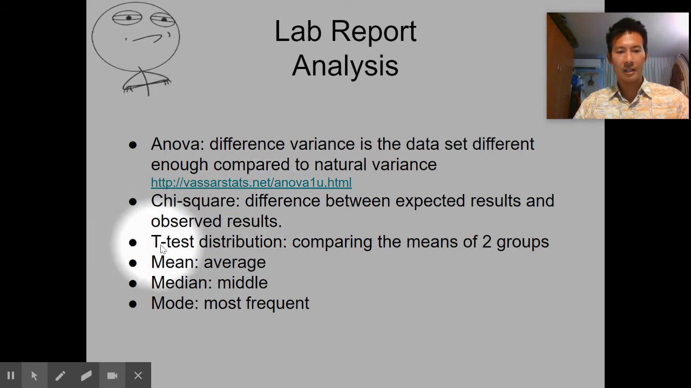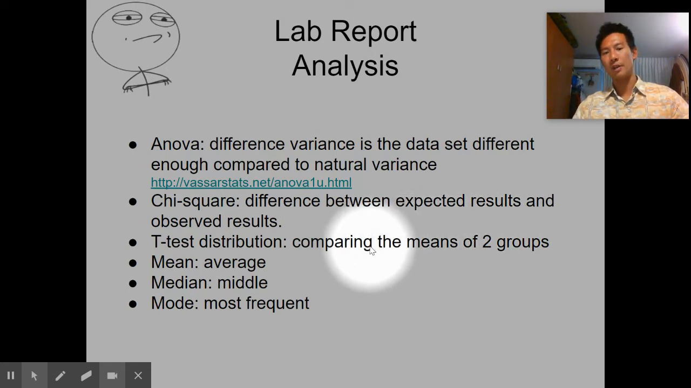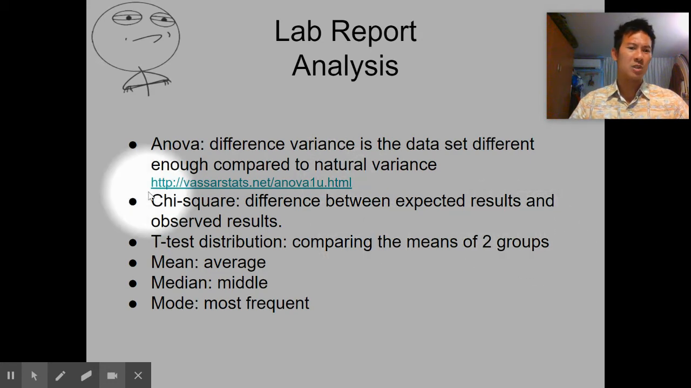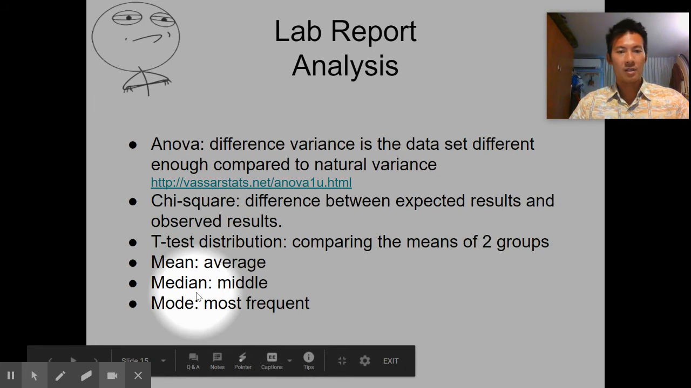Okay, last one, the t-test distribution. This is comparing the means, the sums and the means between two groups. Are the means between the two groups significantly different enough, or are they not? That's what the t-test distribution is used for. And then of course there are a huge amount of other statistical analysis tools, like your mean, median, mode, that are used frequently.